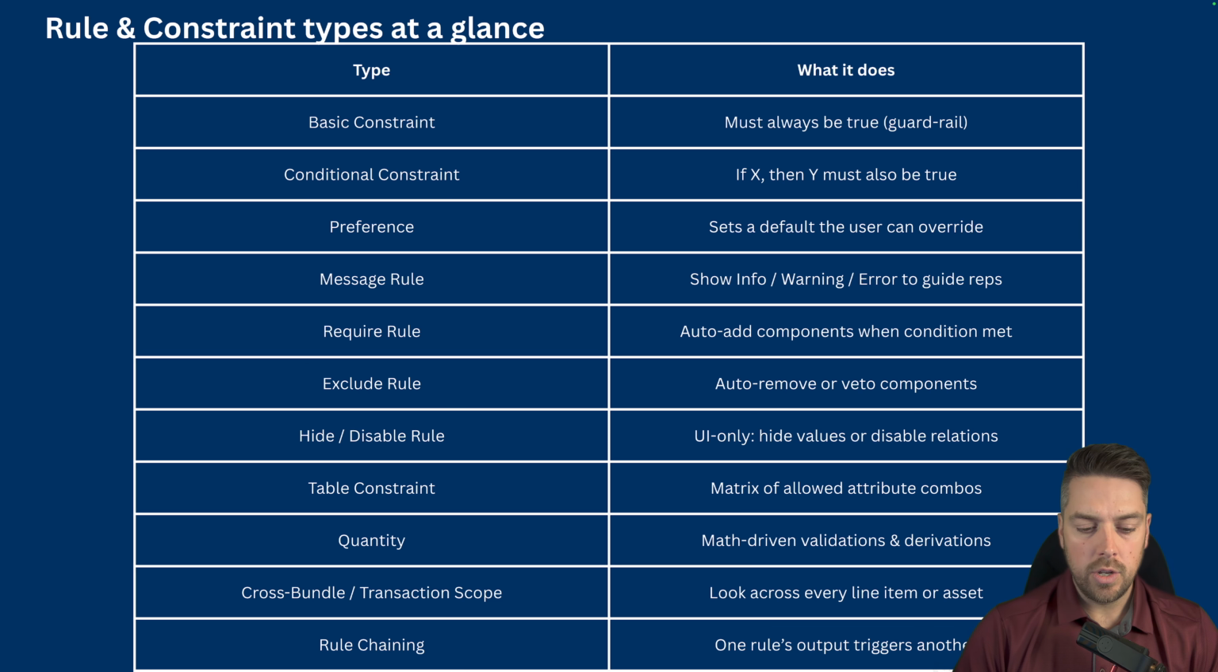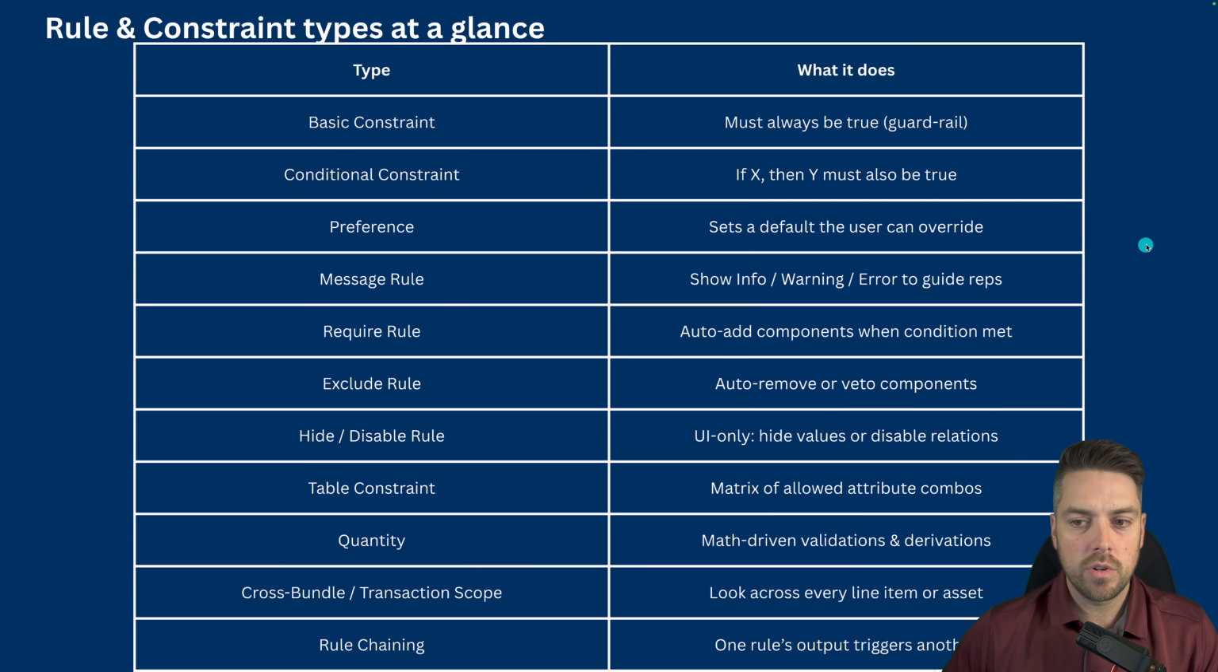And you can also do rule chaining within this. So you can have multiple constraints that drive one another. The output of one constraint is going to drive the input of the second constraint, and so on and so forth. So you can chain multiple constraints together to make sure that your configuration is as required.